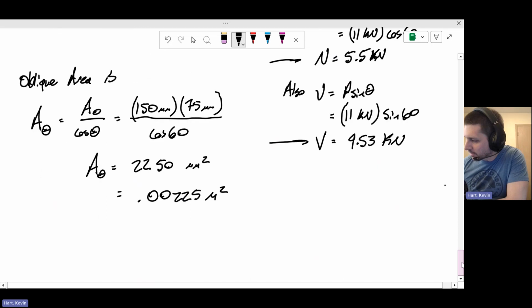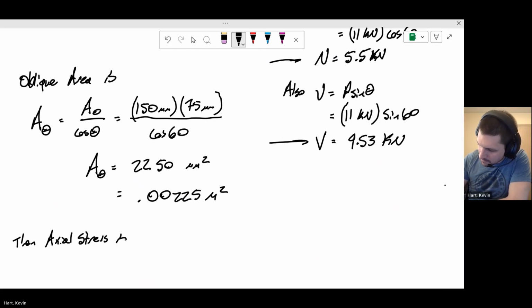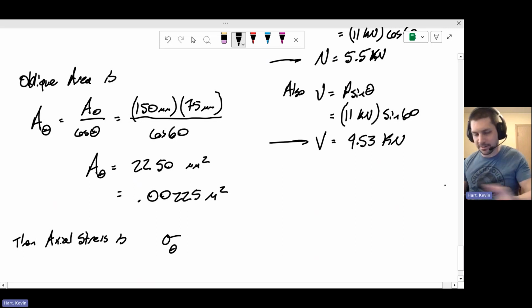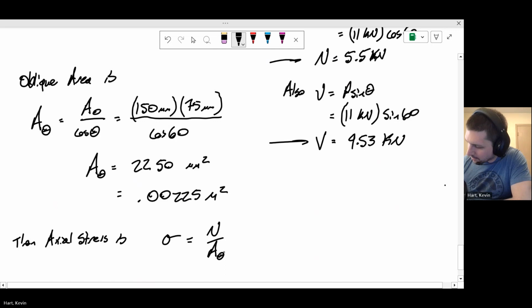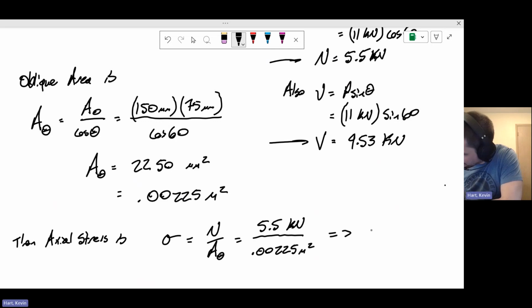Now we're ready for our stress calculations. Here I'll write it as sigma theta, stress on the oblique face. Yeah, just write it as sigma. This is N on our new modified area, A theta. Okay, so the normal force is 5.5 kilonewtons. Our new modified area is 0.00225 meters squared. So that means that my normal stress here is 2.44 MPa.